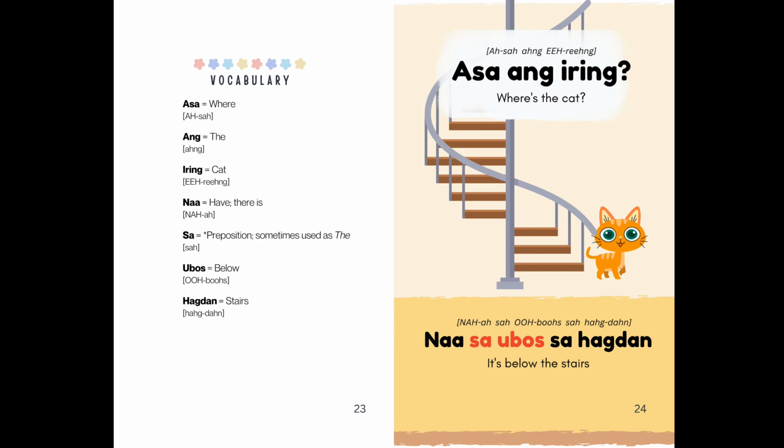Vocabulary list. Asa means where. Ang means the. Iring means cat. Naa means have or there is. Sa is a preposition, sometimes used as the. Ubos means below. Hagdan means stairs.